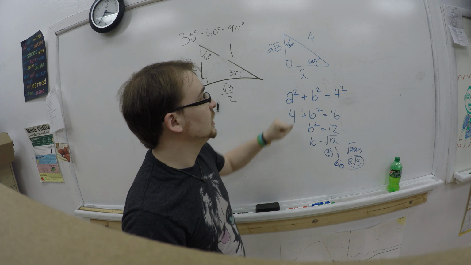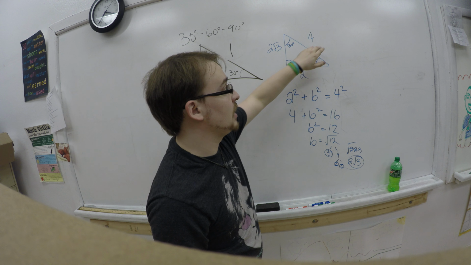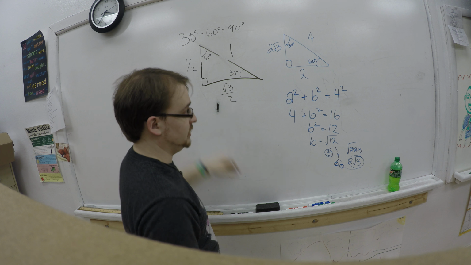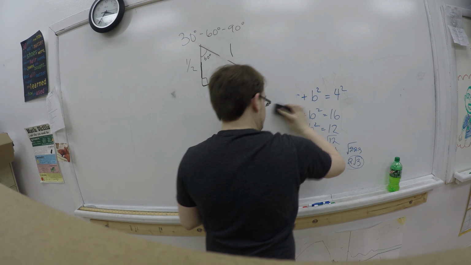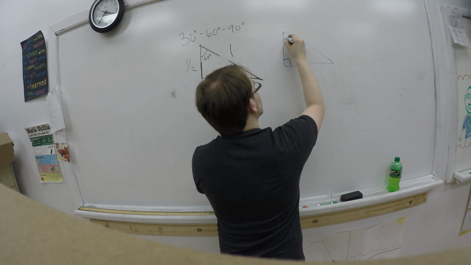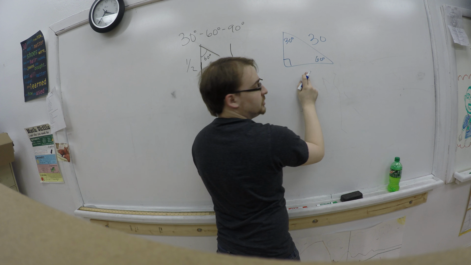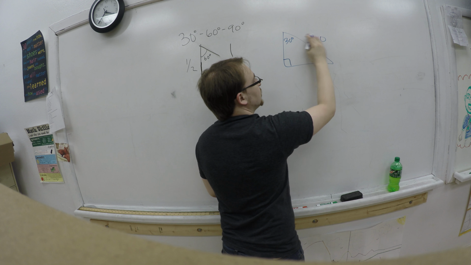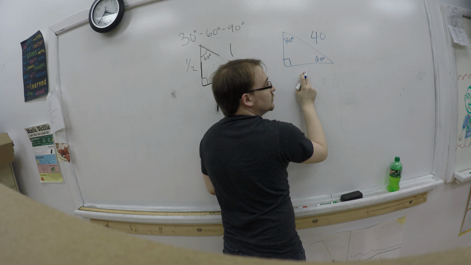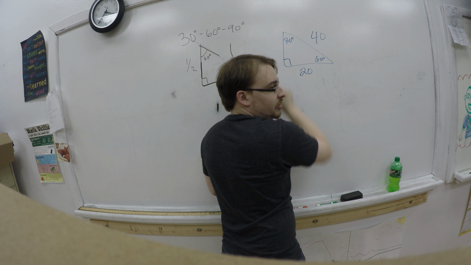All you need to know is that the opposite of 30 is half of the hypotenuse. So if the hypotenuse is 4, it's 2. If it's 1, it's a half. If the hypotenuse is 40, what's the opposite of 30? 20. That's it. And then after that, you can use Pythag to figure out this guy, right? Okay.